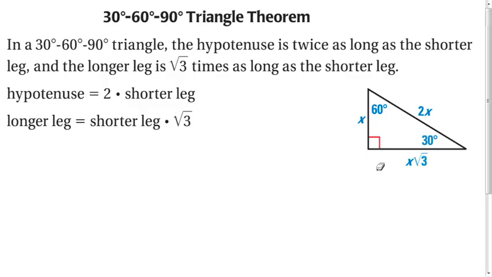Whenever you have a triangle with these angle measurements, the shorter leg is going to be x in this diagram, and it's going to be what we can base all the other measurements off of. So to find the longer leg, you just multiply that shorter leg by the square root of 3. To find the hypotenuse, you just multiply that shorter leg by 2. That's always going to be the case.